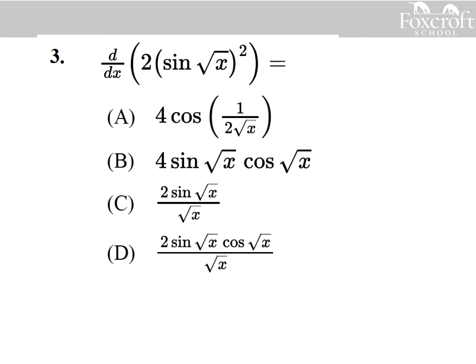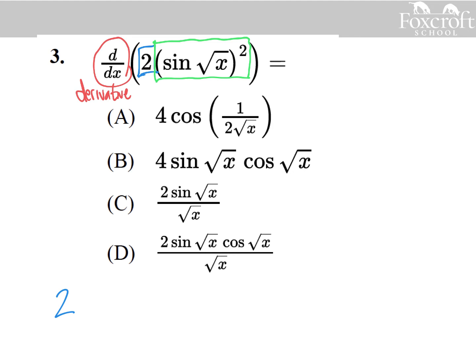All right, 3, d dx. This is the shorthand notation for derivative. So we're going to find the derivative of this. This is a chain rule problem. The first thing, we have this 2, which is just a constant that's sitting out in front. So we can just leave the 2 in the front of everything. And then the real thing we have to take the derivative of is all of this.